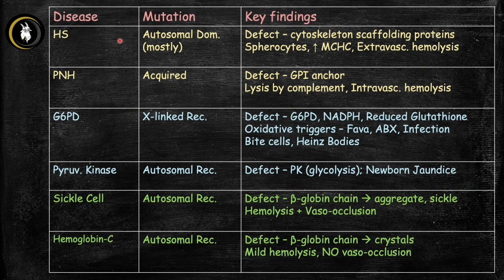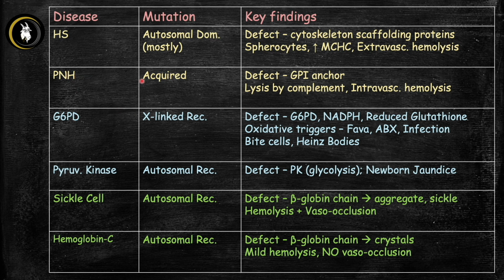Okay, so we covered a lot of high-yield diseases. Let's end with a summary table of everything that we just talked about. So hereditary spherocytosis is mostly autosomal dominant. The defect is in the cytoskeleton scaffolding proteins. Some important findings here were spherocytes, increased MCHC, and extravascular hemolysis by the spleen.